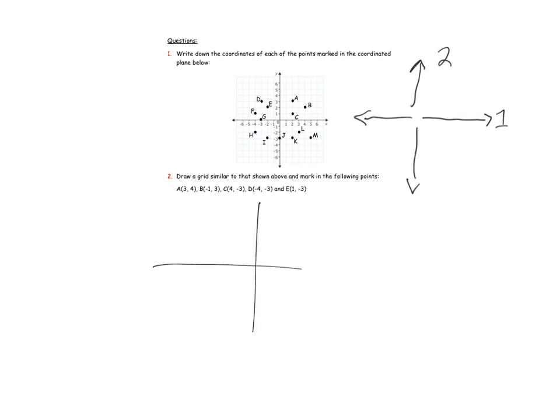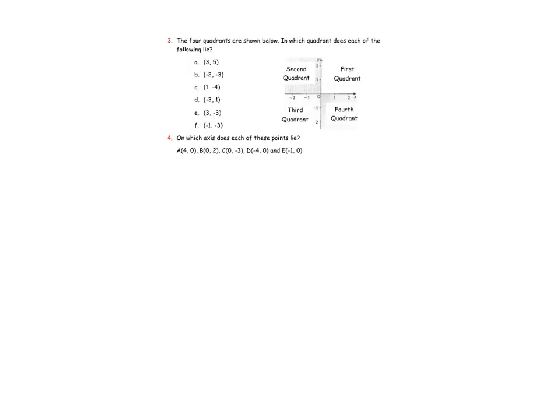Question 2, you're going to have to draw your own grid. This should be easy because you have the squares in your maths copy. So it's just 1, 2, 3, 4 on each one. And if you do 4 up on each of them, you should be perfectly fine. And then you're just plotting the points exactly like I did in example number 1. That's question 1 and question 2.